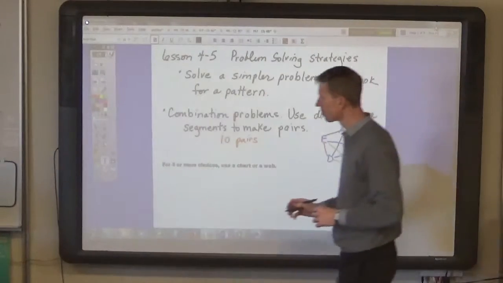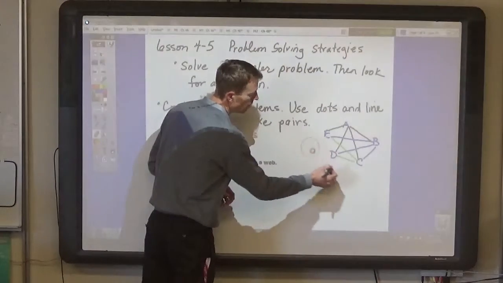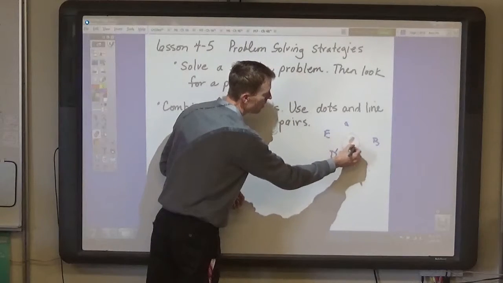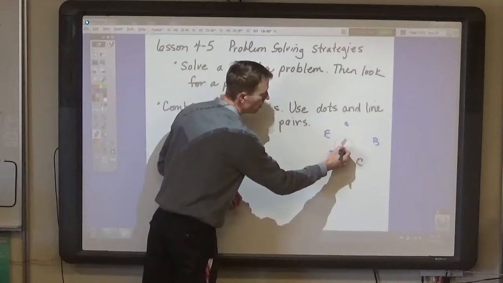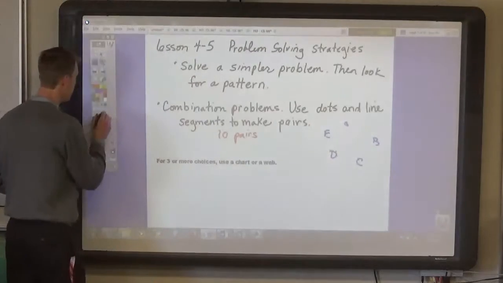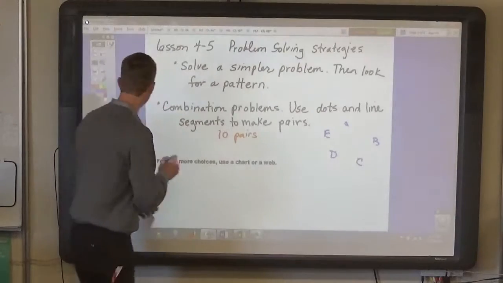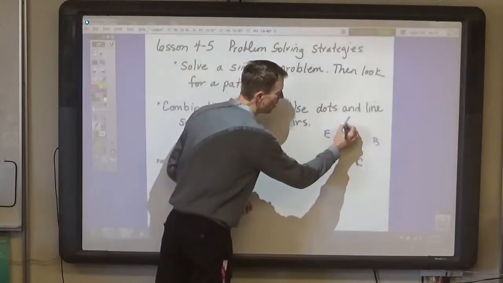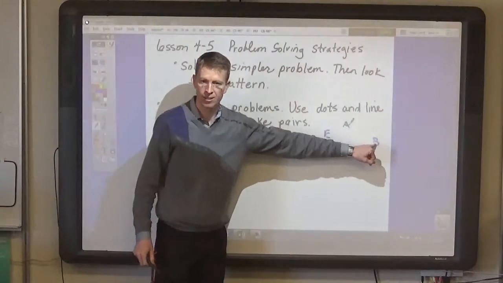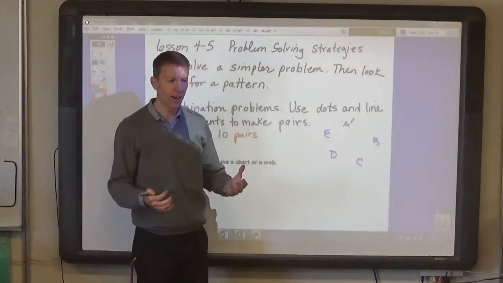So for example, if these letters represented teams, let's say you had 5 teams in your league, and you needed to schedule games. How many games could you schedule if you played each team once? This is the type of problem that works well for this kind of model. So you have team A, B, C, D, and E. Okay? And then here's how you find it.